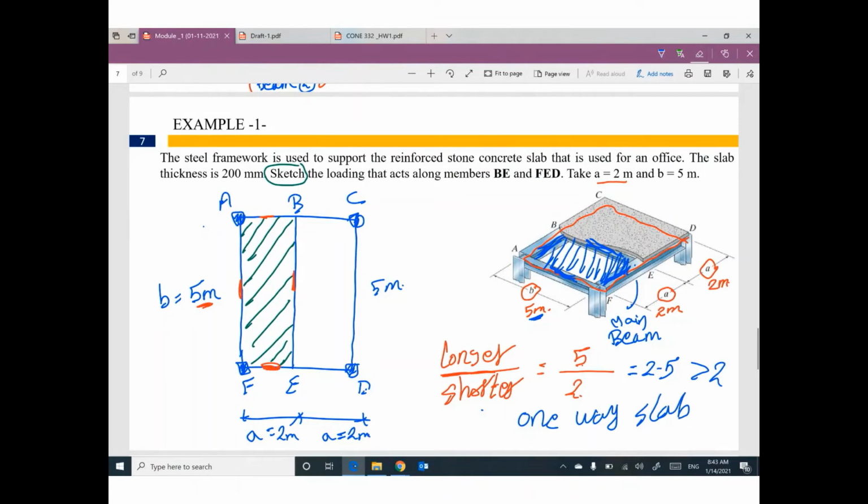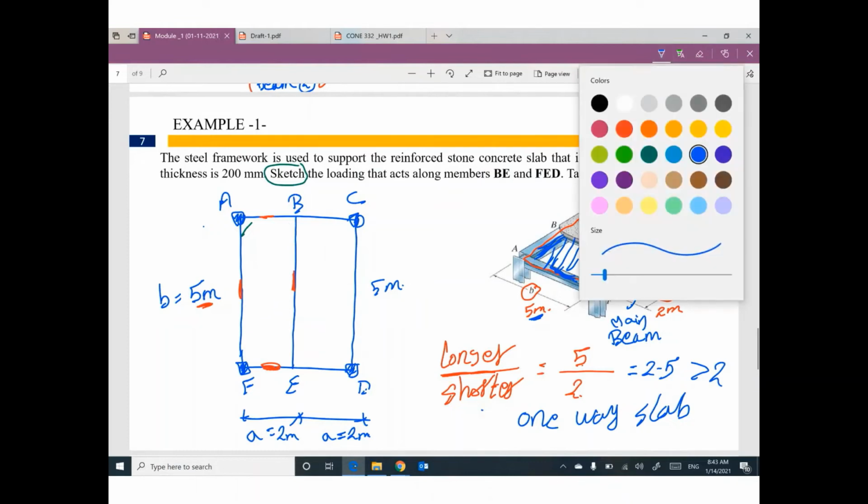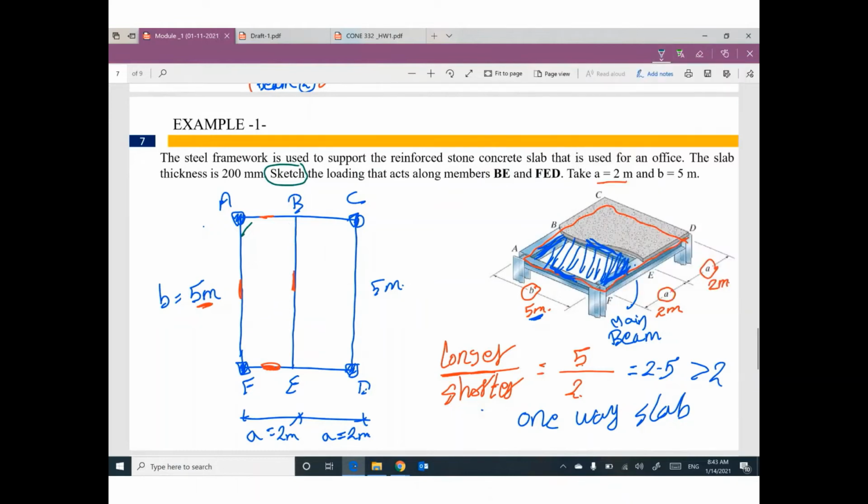One-way slab means this rectangle will be divided like this. Half of this slab will be supported by beam BE, and the other half will be supported by beam AF.